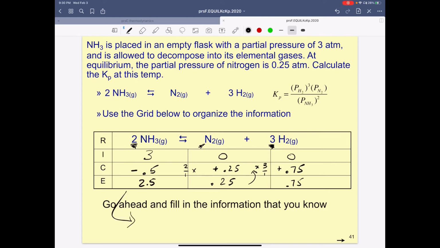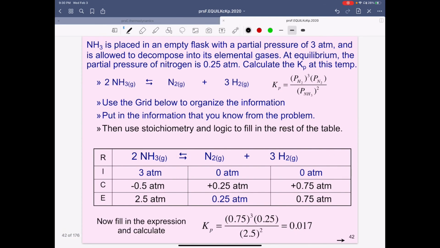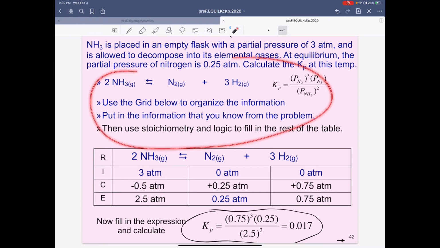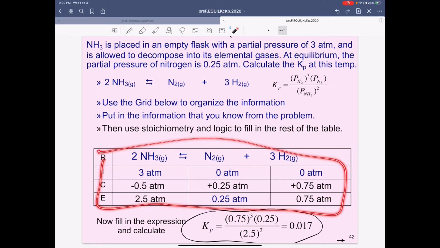And then we can go ahead and calculate the equilibrium constant, which isn't really the issue. The issue is, are we able to take information out of this problem, fill out our RICE table, and then, of course, go ahead and calculate.